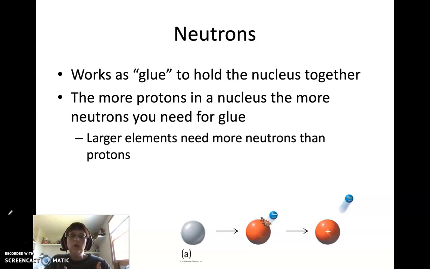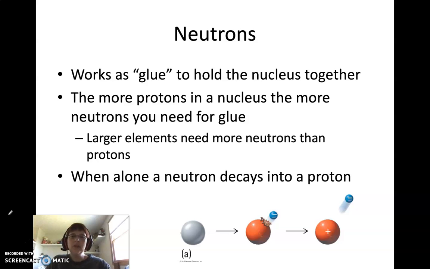So you need more neutrons than protons in our larger elements. Now, here's the interesting thing about neutrons. When a neutron is by itself, it will eventually decay into a proton. So if you look here, here's our neutron, and it's neutral because, the way I've always thought about it, it contains a positive and a negative charge. They're squished together inside of there.